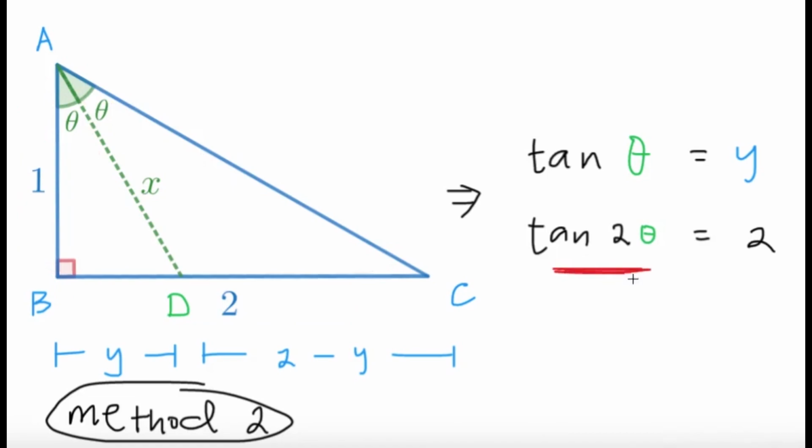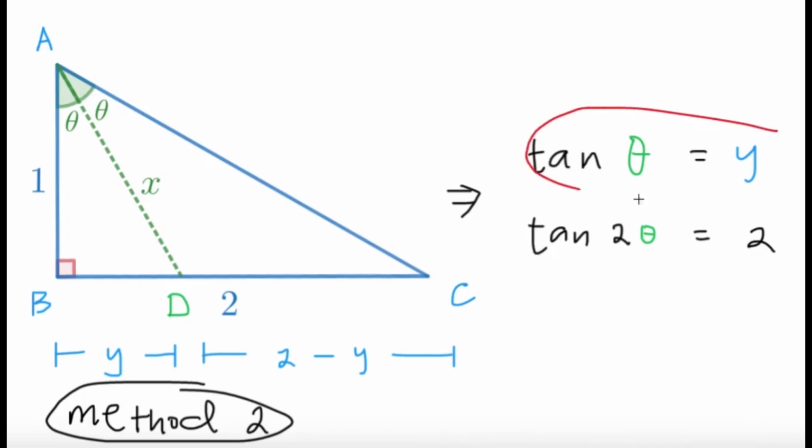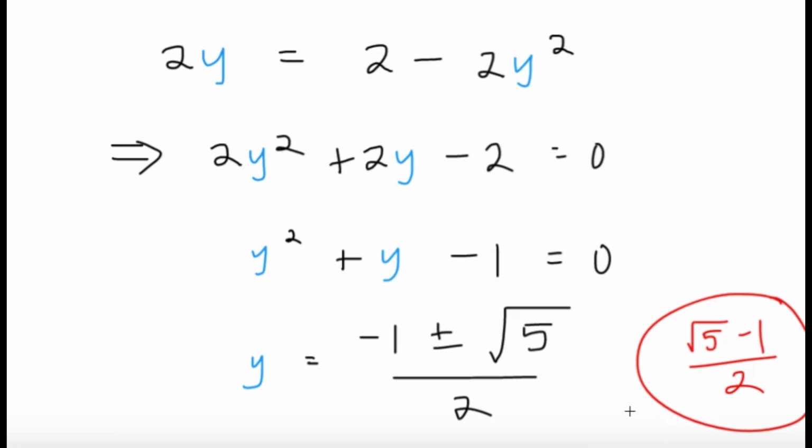Now, we have a nice identity for tangent 2 theta. Tangent 2 theta is, we'll just use the double angle identity, 2 tangent theta divided by 1 minus tangent squared theta, and that's given to be 2 from our observation a while ago. And since tangent theta is y, I can substitute the tangent thetas to be y. So 2y over 1 minus y squared would be equal to 2. You're going to realize that it's going to be a quadratic equation scenario. So I'm going to multiply both sides by 1 minus y squared. That's going to give us 2y equals 2 minus 2y squared. And it's just a matter of solving for y.